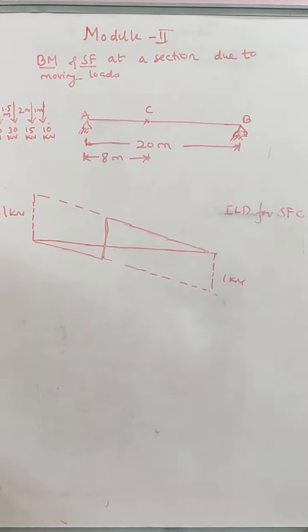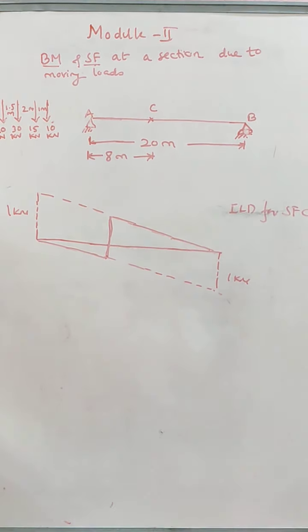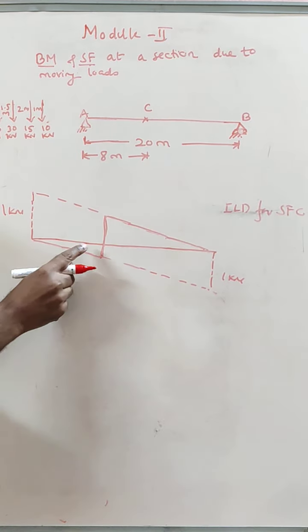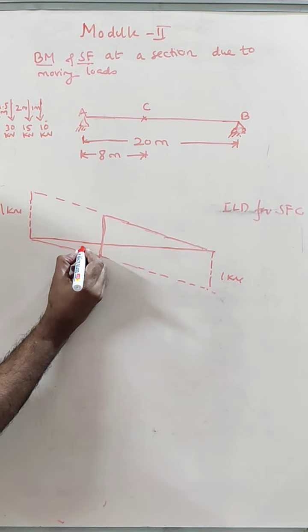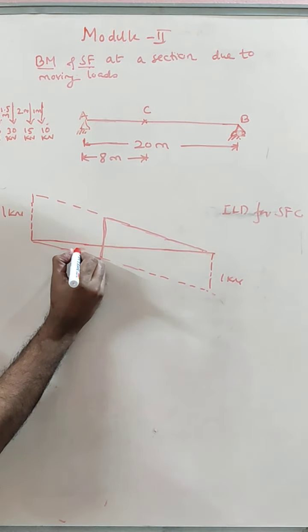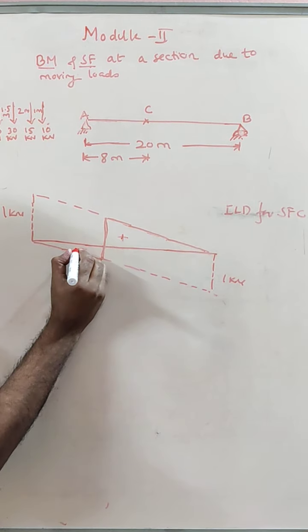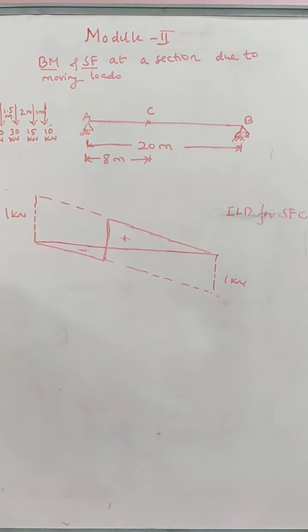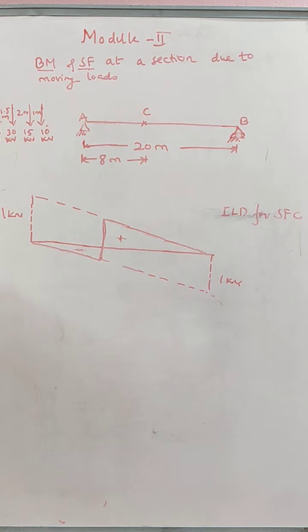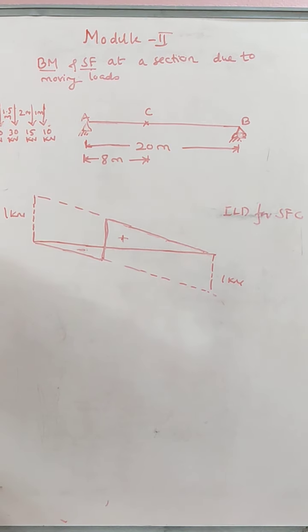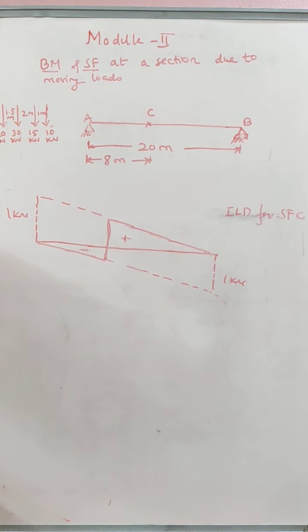Now, when you look at the influence line diagram for shear force at C, there is a negative zone and a positive zone. So we can get two values of shear force: one is the maximum negative shear force, and one is the maximum positive shear force.